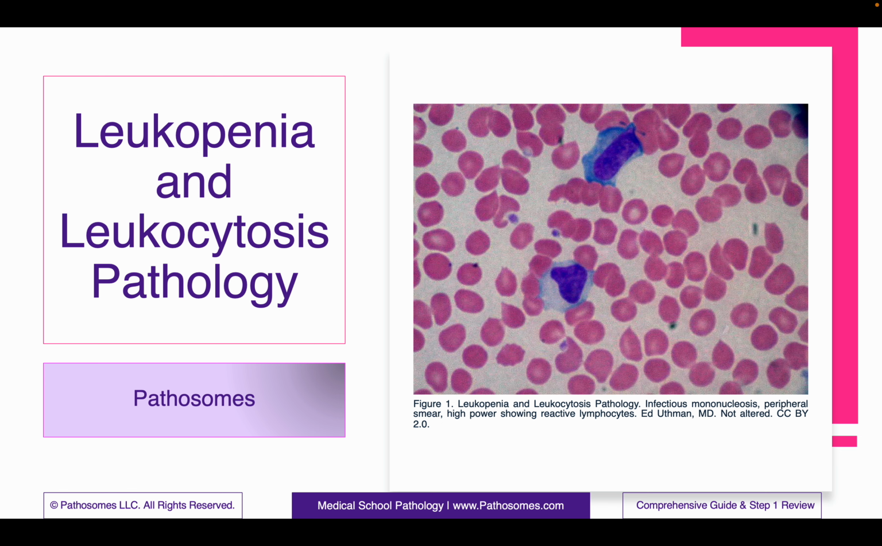You're probably wondering, what the heck is this image? Well, it's a peripheral blood smear from a patient with mononucleosis. You see a number of red blood cells, and then you see some activated T cells, specifically two, that have somewhat of a hugging of the neighboring red blood cells, with this more basophilic or blue sort of glow where the cytoplasm touches the neighboring RBCs. I'm going to talk about this and much more in this topic for leukopenia and leukocytosis pathology.